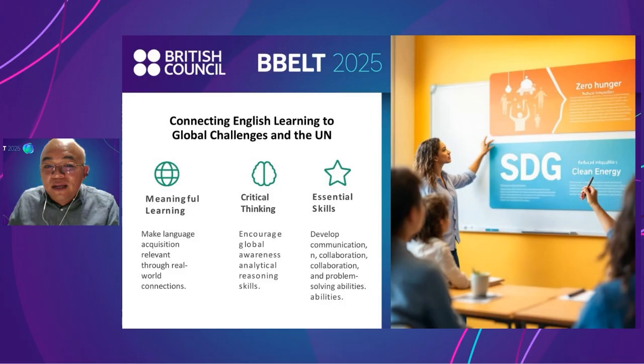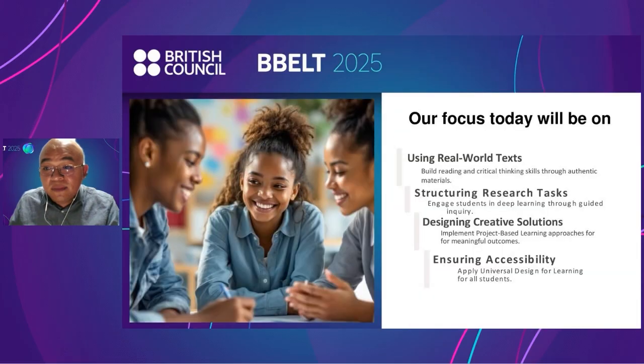We will explore a four-step framework to integrate the SDGs into the English classroom. Today, we will be looking at how we can implement using real-world texts, also structuring research tasks, designing creative solutions, and ensuring accessibility, because that is sometimes what causes us a lot of trouble when we think of ways in which we can put real material into the classroom.